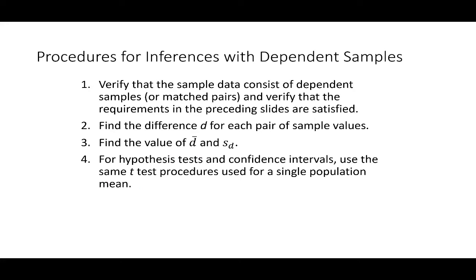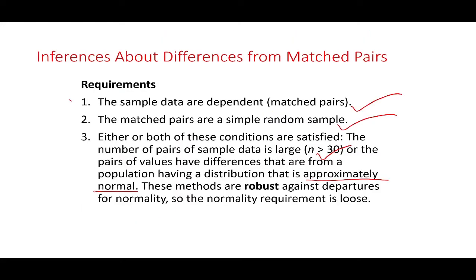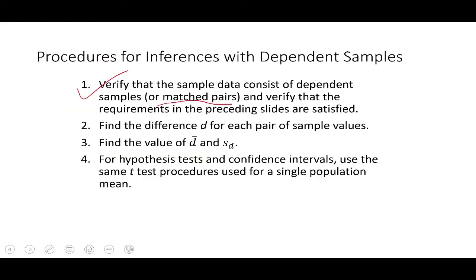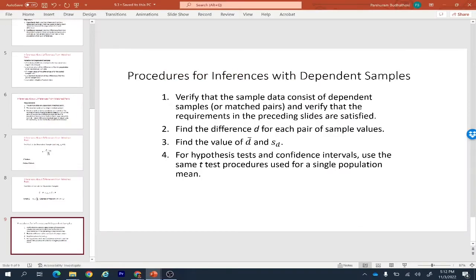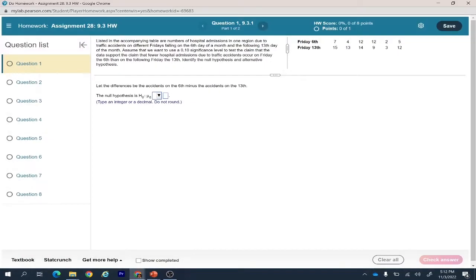So how do you do that? You can follow these steps. First of all, you need to verify that your sample data consists of dependent samples or matched pairs, and verify that the requirement is true. Then find the differences, find the mean of those differences, and do the hypothesis testing. These are the things we do in this section. So let's look at some problems from this section.